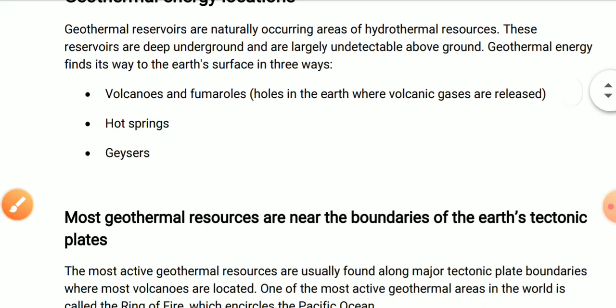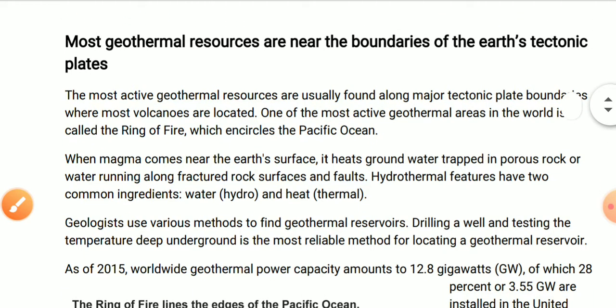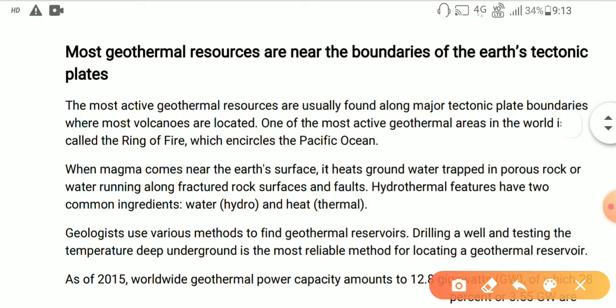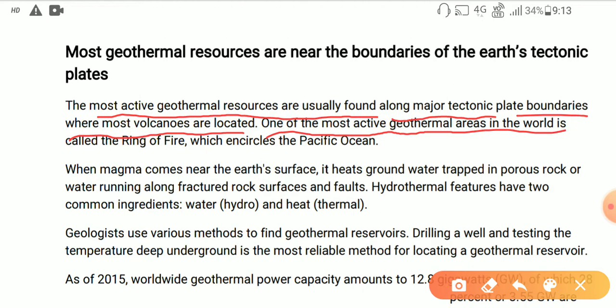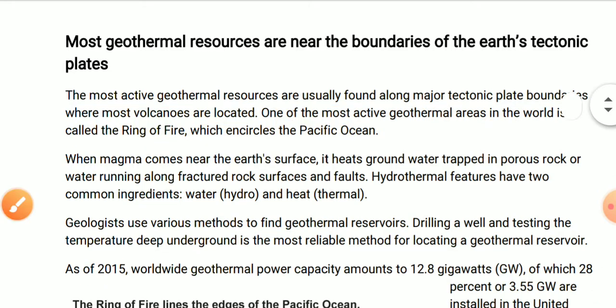Now, most geothermal resources are near the boundaries of the Earth's tectonic plates. That means between the tectonic plates, the foundation for a geothermal reservoir can be present. The most active geothermal resources are usually found along the major tectonic plate boundaries where most volcanoes are located. One of the most active geothermal areas in the world is called the Ring of Fire, which encircles the Pacific Ocean.